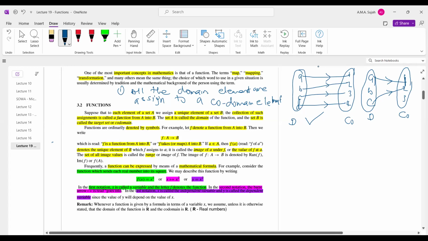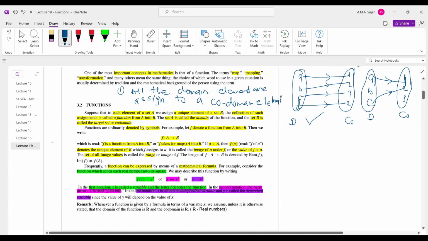Tell me. I already told you, if it is a function, each and every element in the domain must be assigned with a codomain element. Here A is assigned with 1, B is assigned with 2, C is assigned with 3, D is assigned with 4. What about this one? Is it a function?